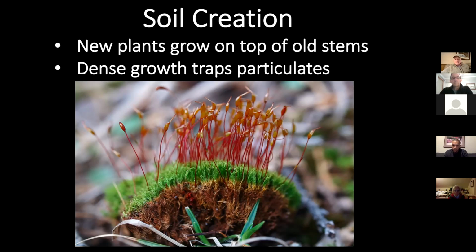The very oldest sections of stem will eventually start to decompose and start building that first soil layer. And then the dense growth will also trap any airborne particulates or debris. It'll hold it there in place. So instead of blowing away somewhere, it'll hold on to those little particulates and add that to that early soil layer as well.